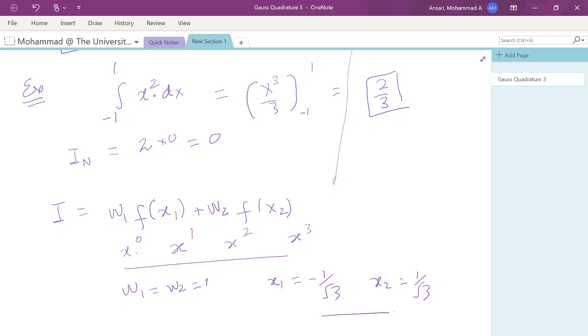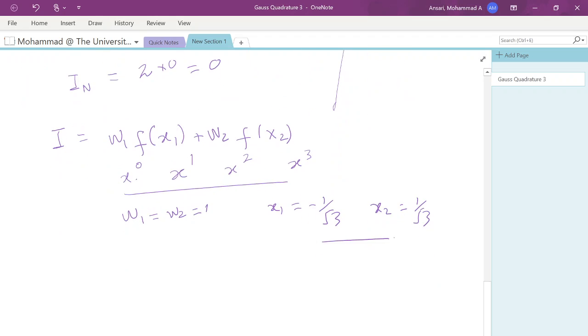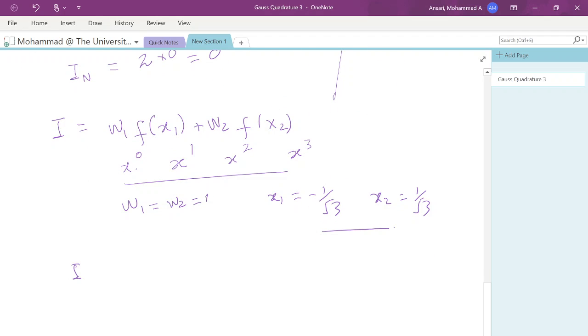Clearly you have x square here, f(x) is f of x square, right? And if I plug in f(x) equals x square here in this expression, then let's see what I end up with. So I equals w1 is 1, f of x1, that is minus 1 by root 3. So minus 1 by root 3 square, right? Function x square evaluated at this plus f of x2, and you can appreciate it right now that it will come out to be 2 by 3.